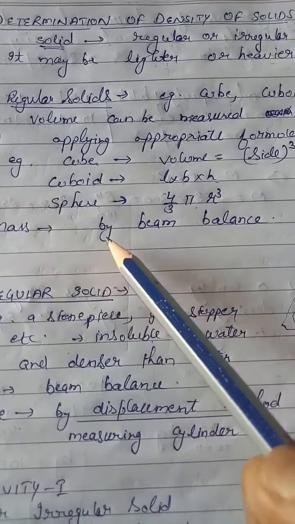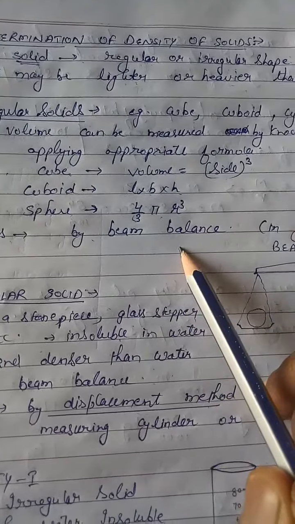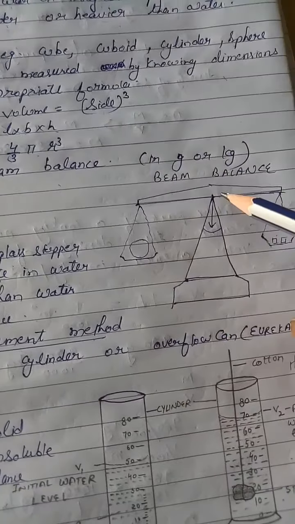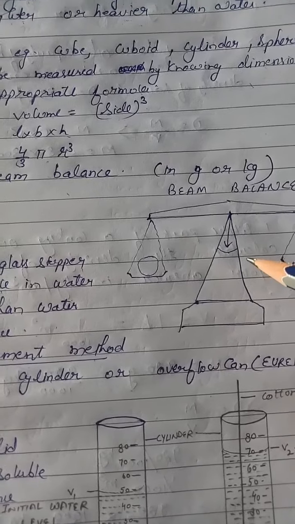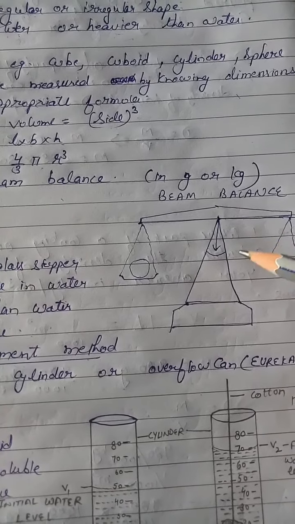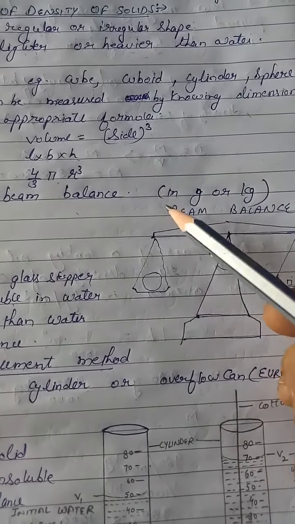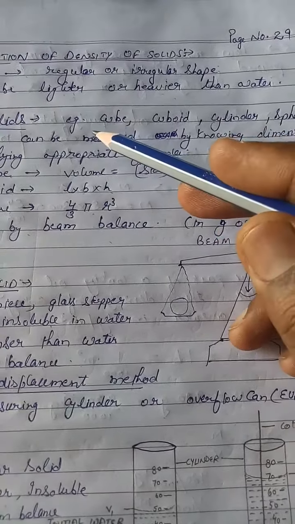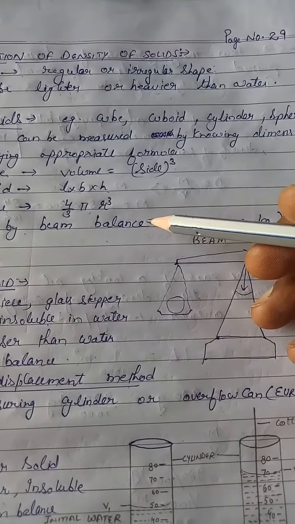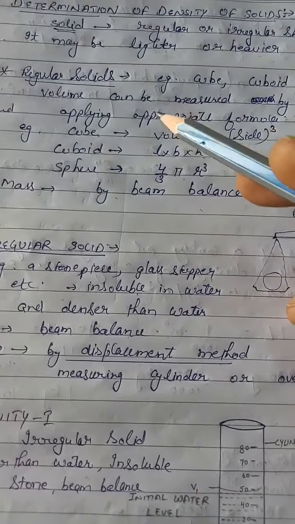For the mass, we can measure it with a beam balance. This is the diagram of the beam balance. Nowadays we also use an electronic balance for measuring the mass of an object. So we require mass and volume for regular solids, and we use the formula density equals mass per unit volume, and we can calculate the density of the solid.